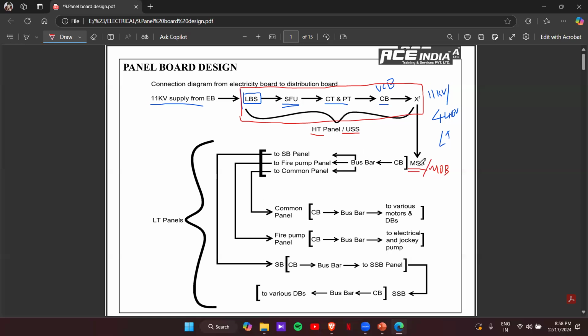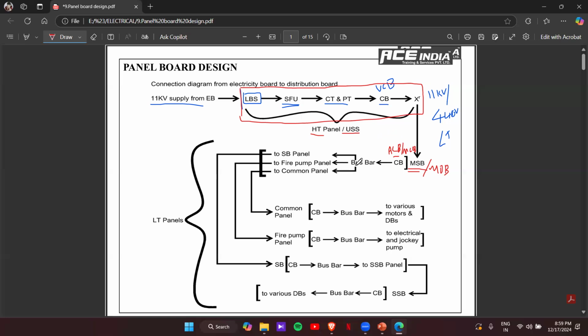And the main incomer in the MSP panel is a circuit breaker. This circuit breaker will be ACB or MCCB. How to choose: if the load is above 800 ampere, you will go for ACB. If it is less than 800 ampere, you can go for MCCB as well. But if you want more protection, most commonly you'll be using an air circuit breaker itself.